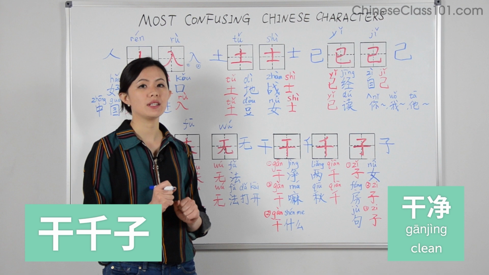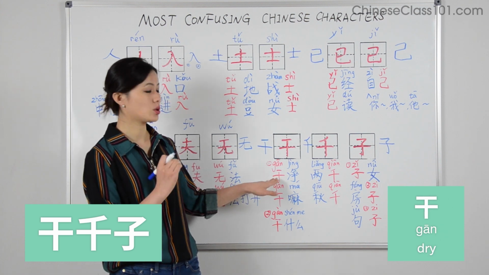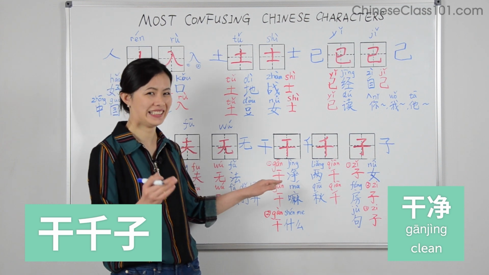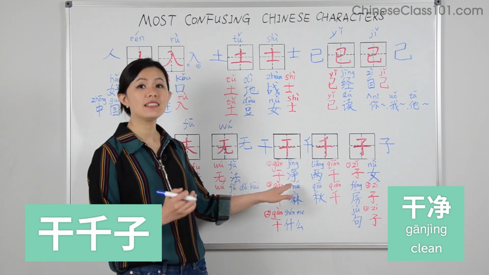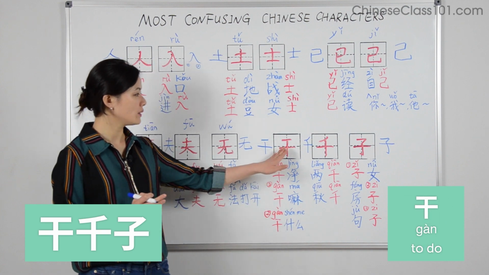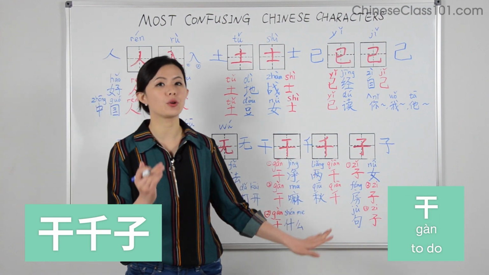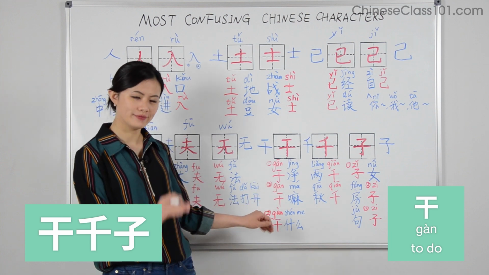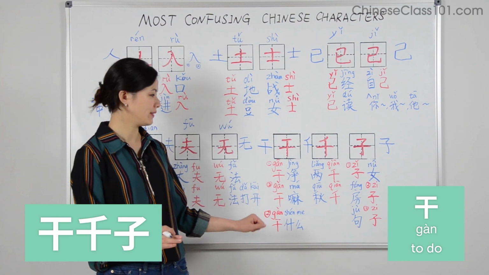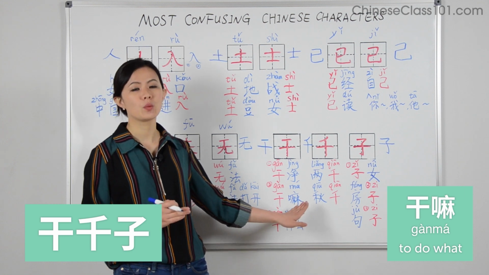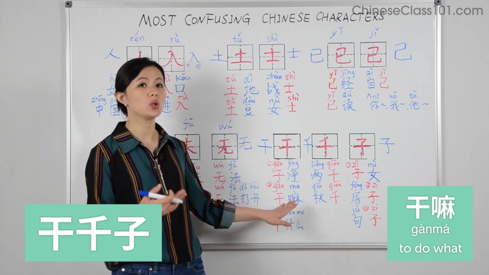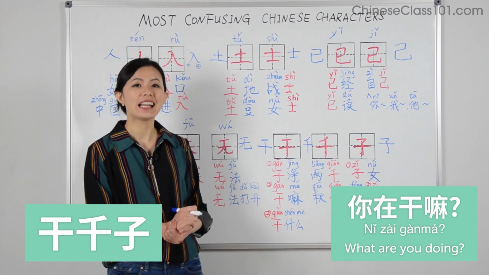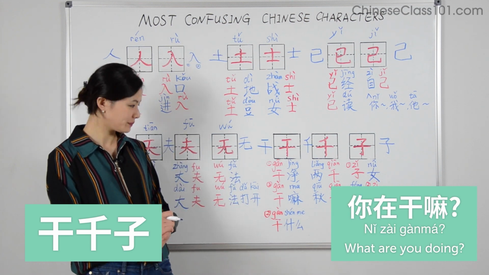This word means clean. 干 means dry and 净 means clean, but together 干净 just means clean. 干净. Okay, when this word is used as a verb meaning to do, it is the 4th falling tone. 干, 干 as in 干嘛, which is a colloquial way to say to do what, as in 你在干嘛? What are you doing? 你在干嘛?